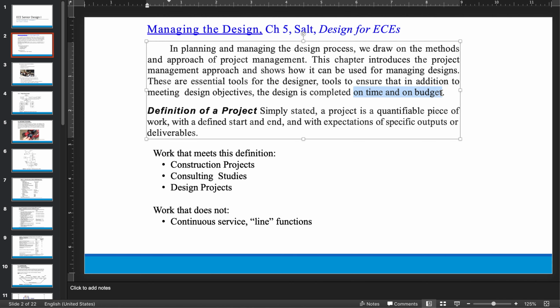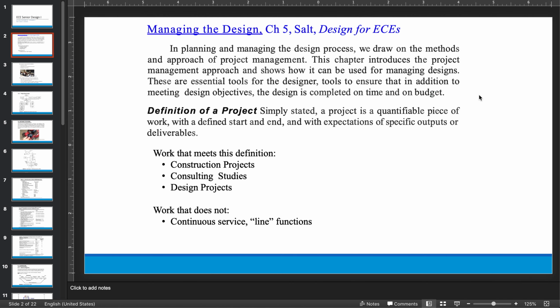And we have some trouble with some of your groups here because some of those groups are just not turning things in on time. So let's first of all start with the definition of a project. Basically, a project is a quantifiable piece of work with a defined start and end. And work that meets this kind of definition are construction projects, consulting studies, and design projects.